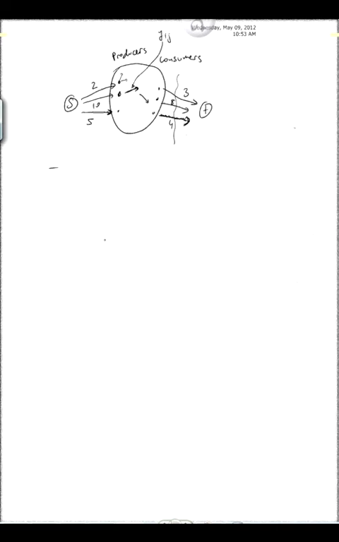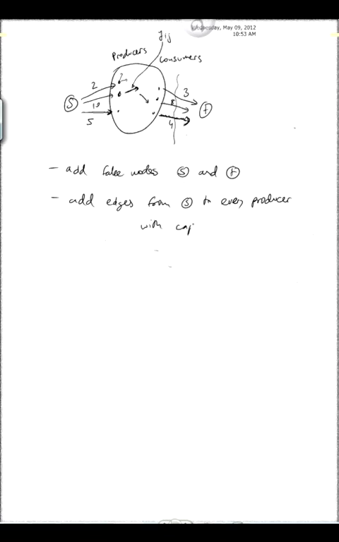So let's write this out a little bit. So what we did was we add fake nodes S and T. We add edges from S to every producer with capacity whatever the supply of that producer is.